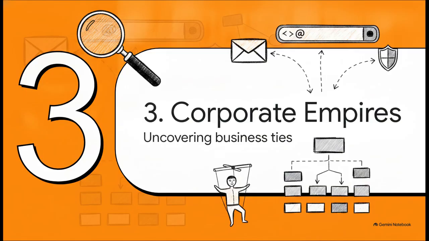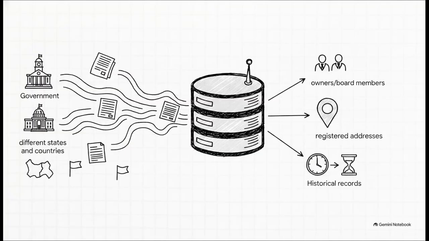That brings us to Section 3, uncovering corporate empires. So once we have a name, a domain, or an email, we can pivot directly to business records to find out who is actually pulling the strings behind a corporation. One of the absolute most powerful tools in an investigator's arsenal is a completely free platform called OpenCorporates. The reason this tool is such a game changer is that it indexes corporate data from all 50 US states and dozens of international jurisdictions.